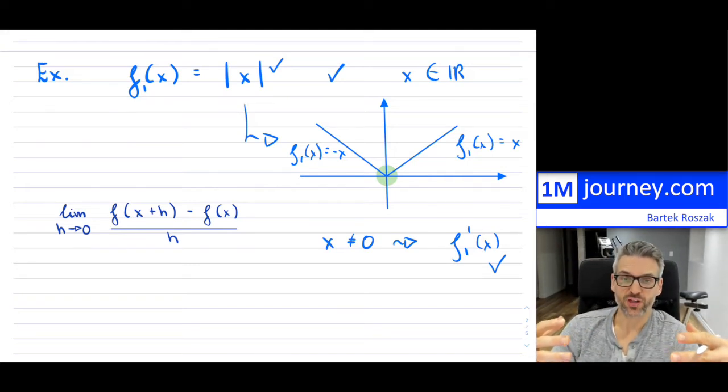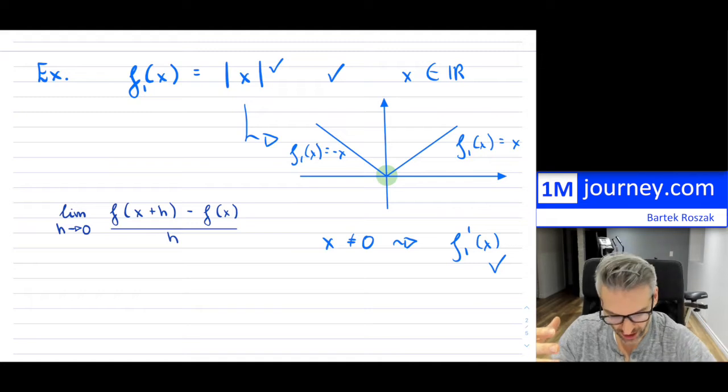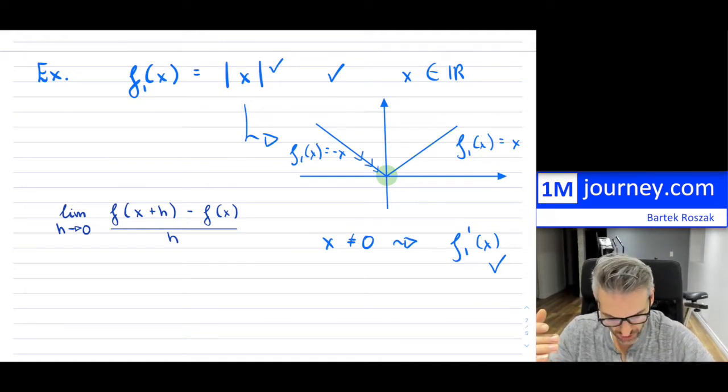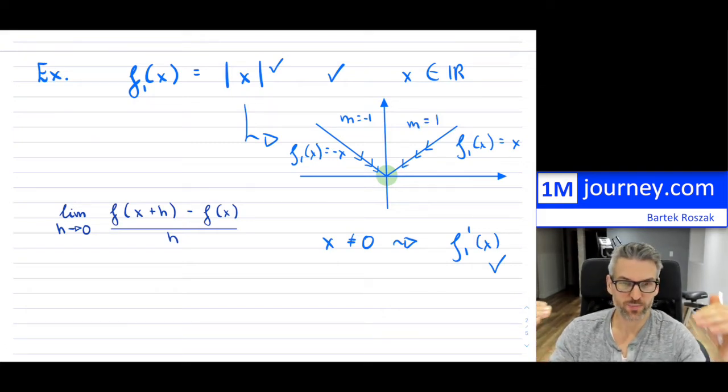Visually, you can probably tell as we're getting closer and closer to here, it looks like the slope is equal to -1 on this side. But as we get closer and closer here, the slope on the right-hand side is equal to 1. So the slopes from the right and the left are not equivalent. And indeed, that is true.